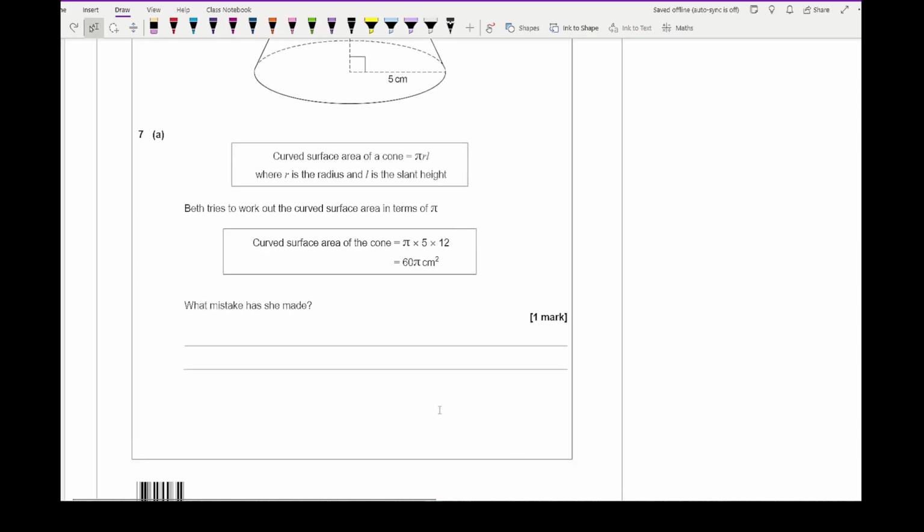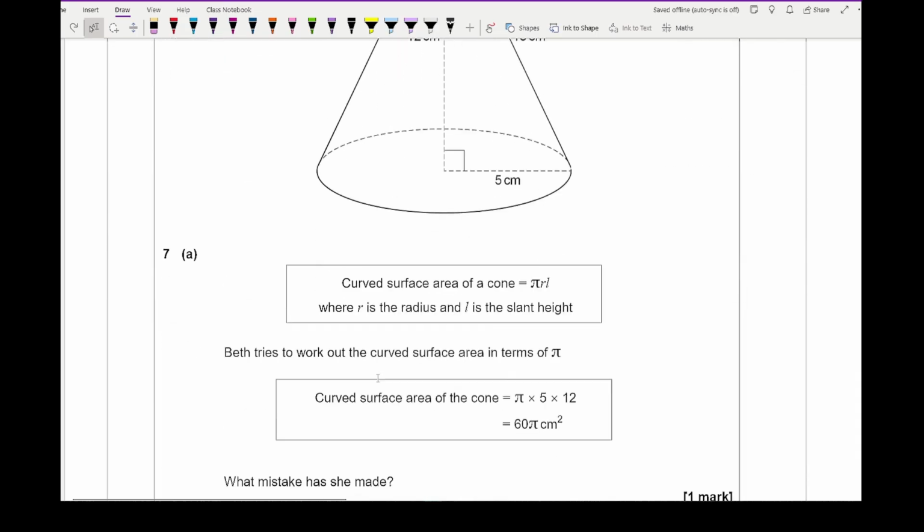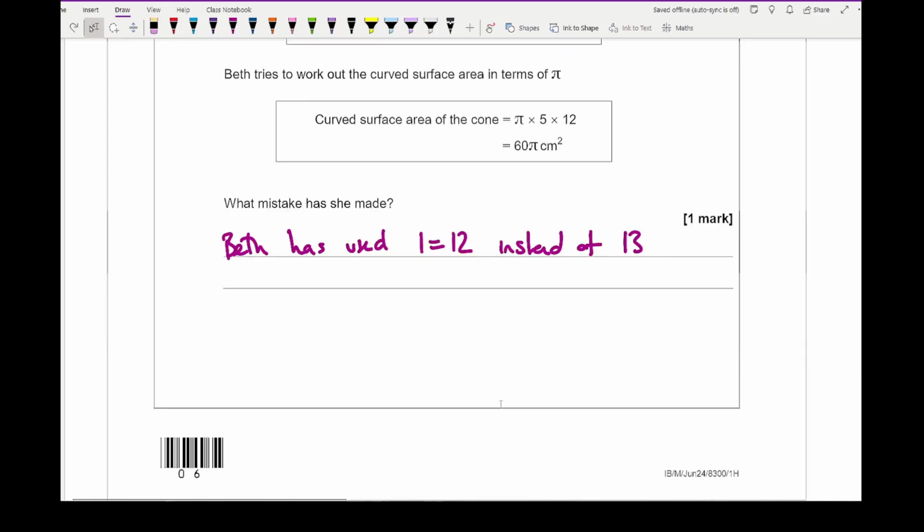So if I just zoom in and hope it doesn't crash, and obviously it does, so let me just scroll down back to that question. So something along the lines that Beth has used L equals 12 instead of 13. So something along those lines, that she's used the wrong slanted length, would be fine for that single mark.